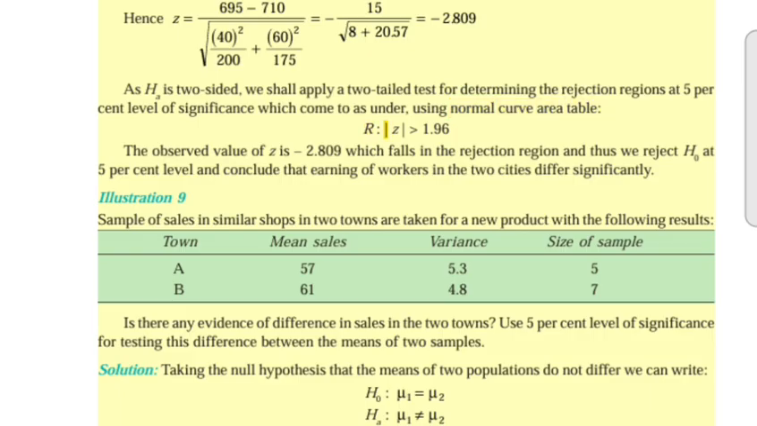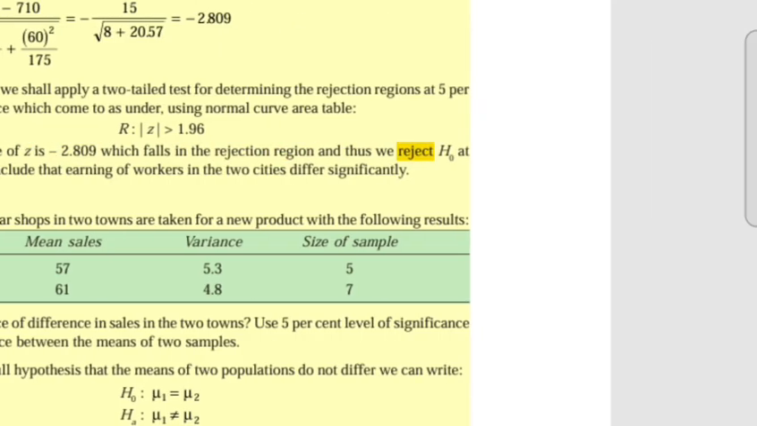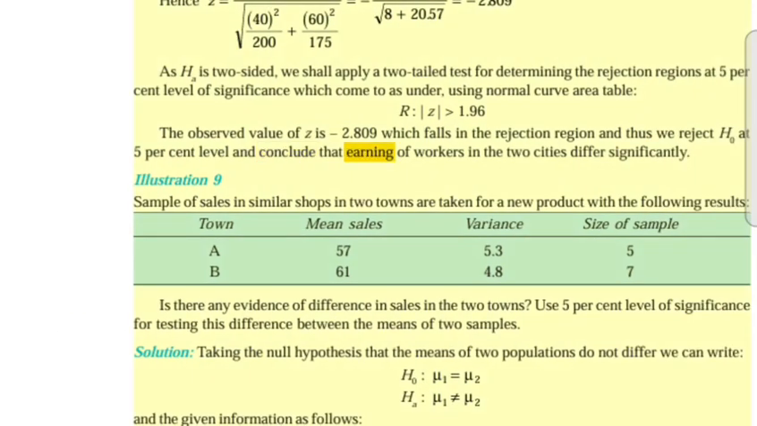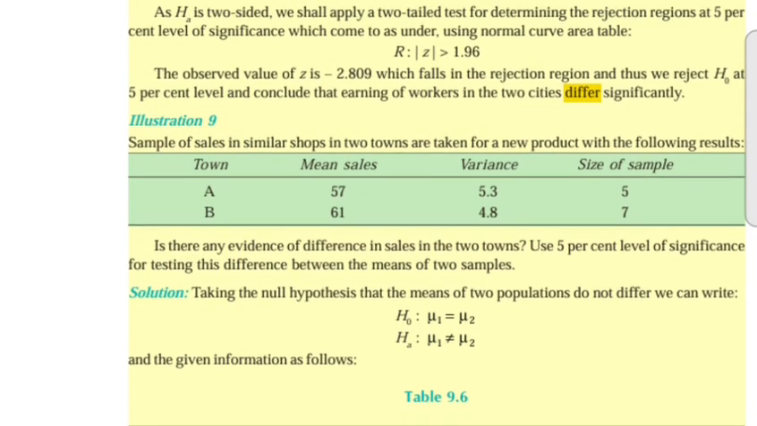R: z greater than 1.96. The observed value of z is 2.809, which falls in the rejection region, and thus we reject H0 at 5% level and conclude that earning of workers in the two cities differ significantly.